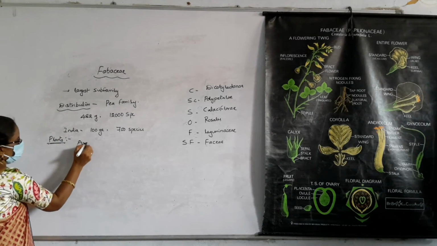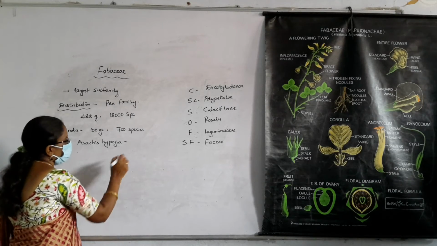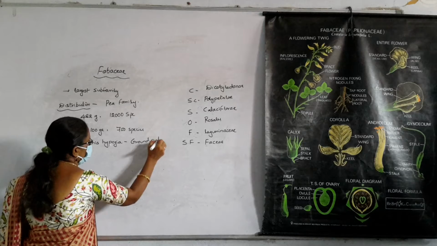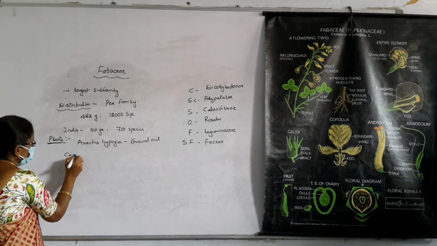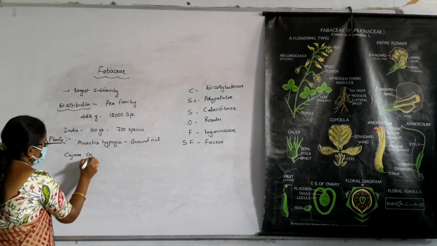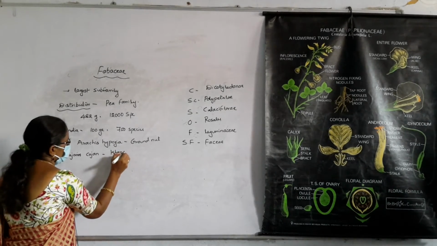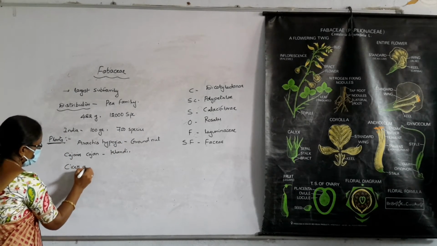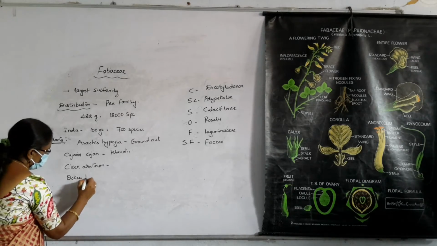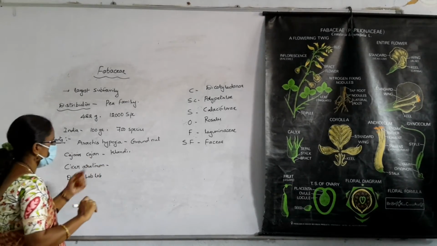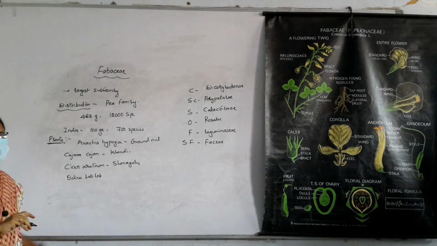Arachis hypogaea is the groundnut plant, common name groundnut. Next is Cajanus cajan, common name kandi. Next is Cicer arietinum, common name shenagalu. And Dolichos lablab, chikkudu.